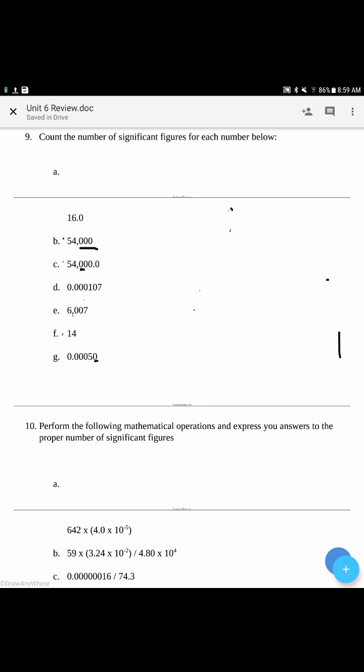Now, same number down here, right? 54,000, but the difference is this number does have a decimal right there, so that means those trailing zeros are significant. Again, doesn't matter where the decimal is, just matters that it exists. If the decimal exists and the trailing zeros are there, they are significant. If the decimal does not exist and the trailing zeros are there, they are not significant.